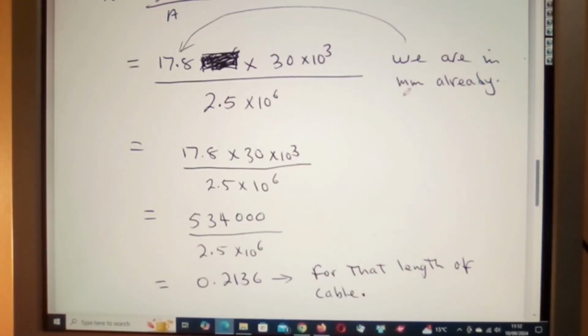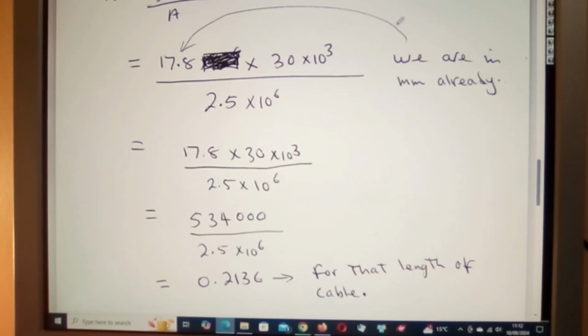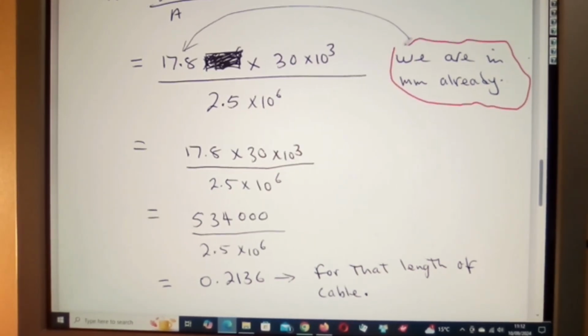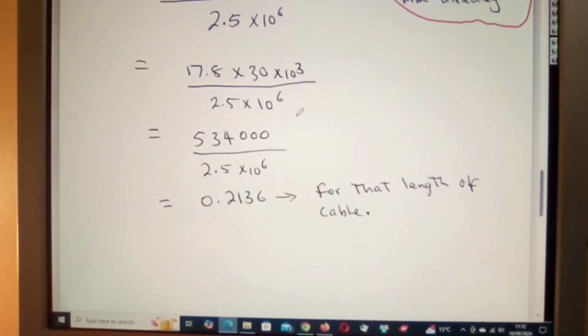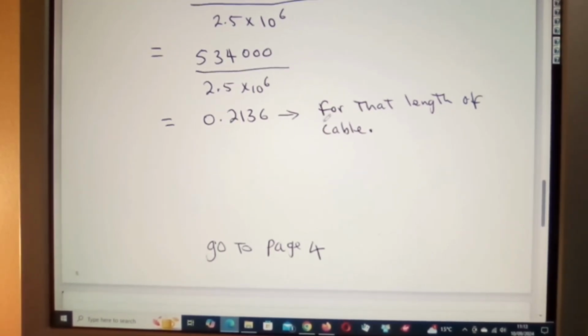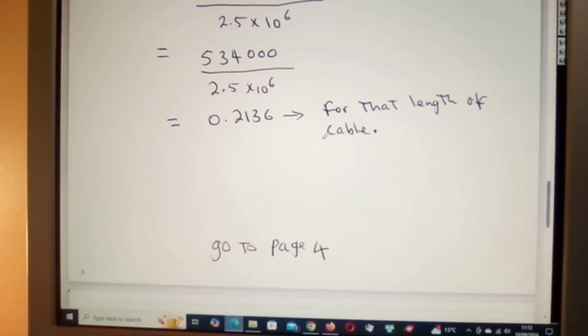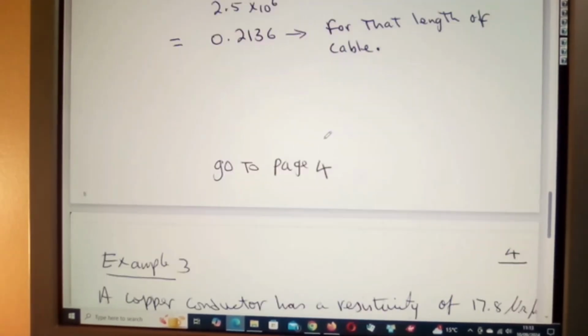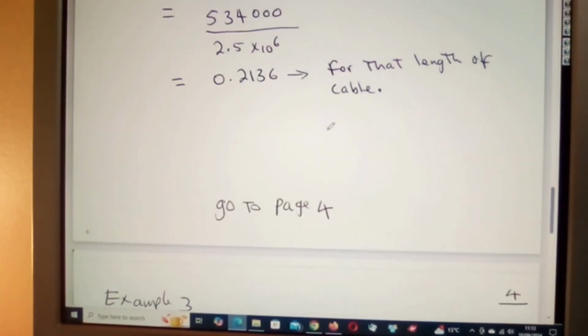And I've said here we are in millimeters already. So all I've done here now is bring that down, follow that calculation process stage by stage. For that length of cable, we've got 0.2136. And that is your answer.